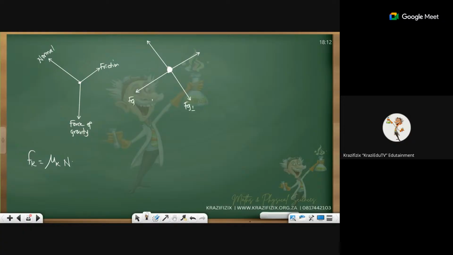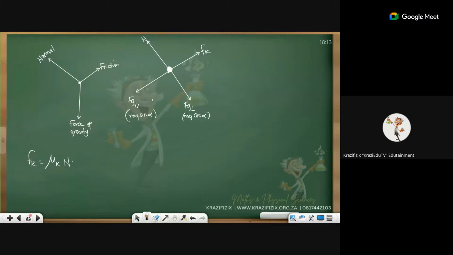FG parallel, frictional force, and instantly I'm going to write my formulas. What are my formulas here? Mg sine alpha. What's my formula here? Mg... Please don't make a mistake. Once you switch this, forget the whole thing, you're done. Please don't make a mistake.